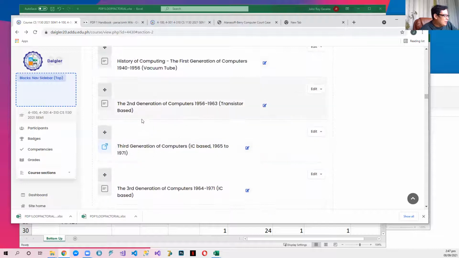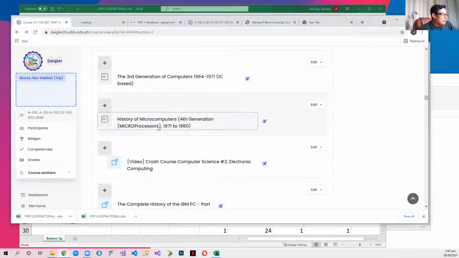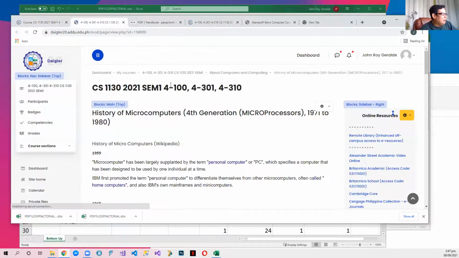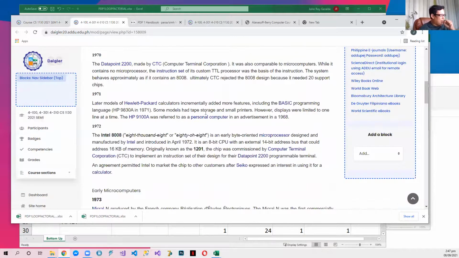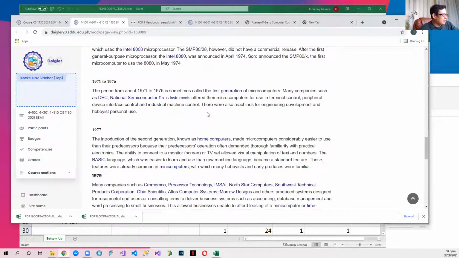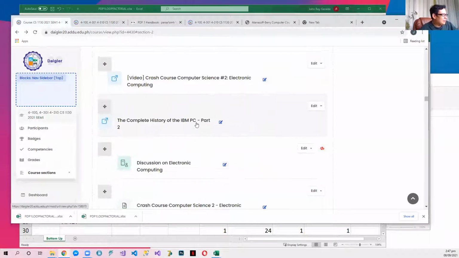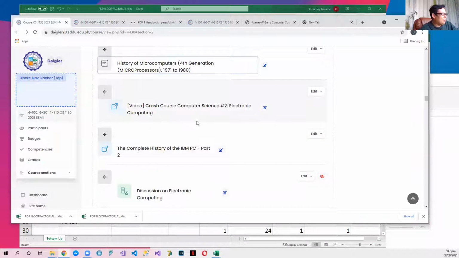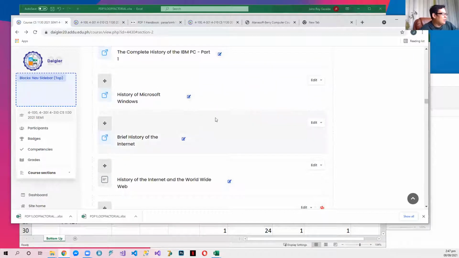So. Okay. The different generations of computers. And then the history of microcomputers, IBM PC, and is there Apple here? Sorry, no. 1970s na ito, no. So the time of your parents. And then the fourth generation, yes, microcomputers. Nowadays, microcomputers pa rin, no? And then we look at the complete history of IBM PC.